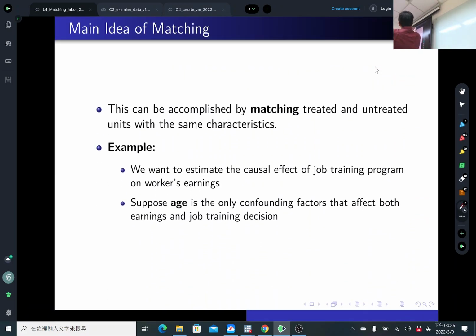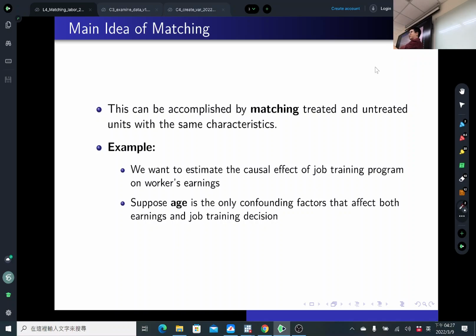So this can be accomplished by matching the treatment group and control group. Try to make them have the same characteristics. So for example, here we use an example where maybe we want to estimate the causal effect of a job training program on workers' earnings. When people become unemployed, they try to find a new job, so they can participate in some job training program. So we want to know whether those who join the job training program can get a higher wage or not.